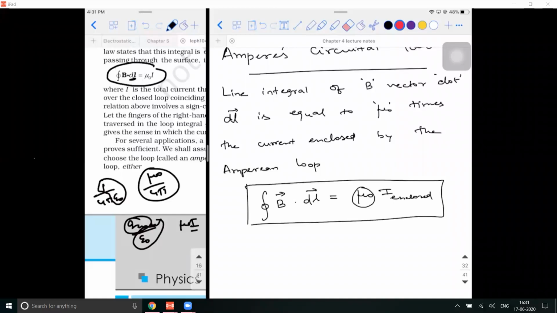Can anybody tell me what are the steps we followed for Gauss law? I would have suggested following the same steps for every application. You need to consider the type of charge distribution. Then consider a Gaussian surface, and it should be symmetrical about the distribution of charge. It should pass through the point where the electric field is to be calculated.